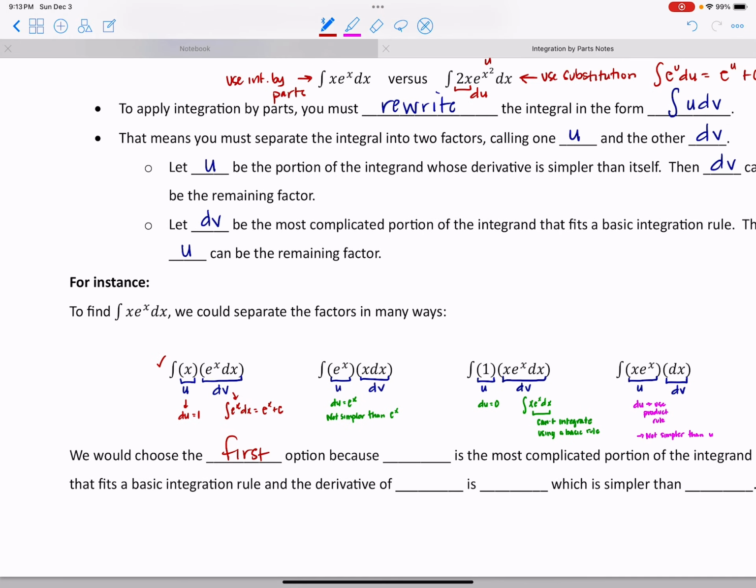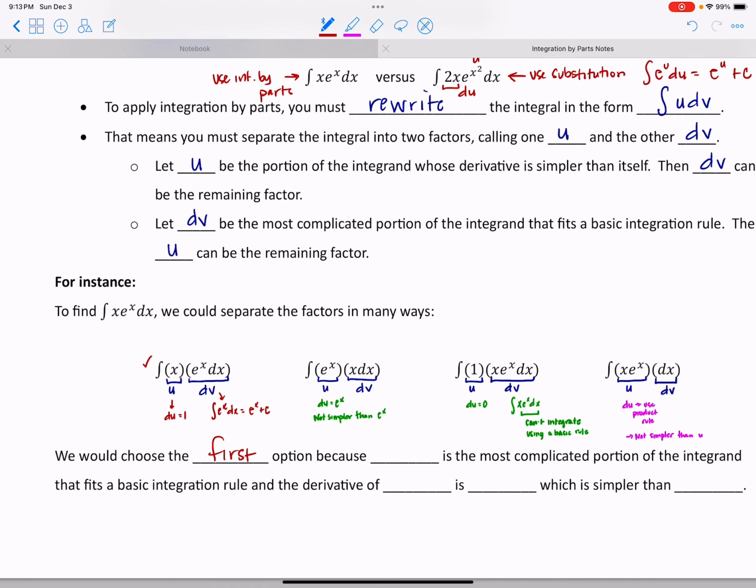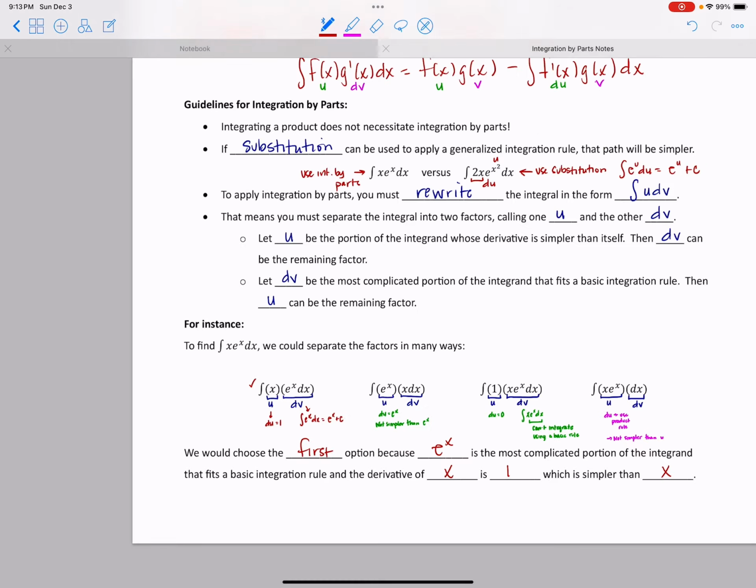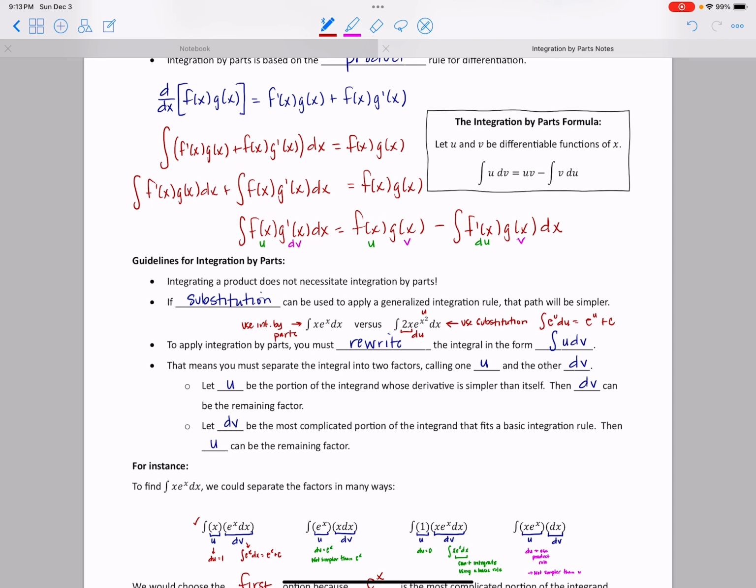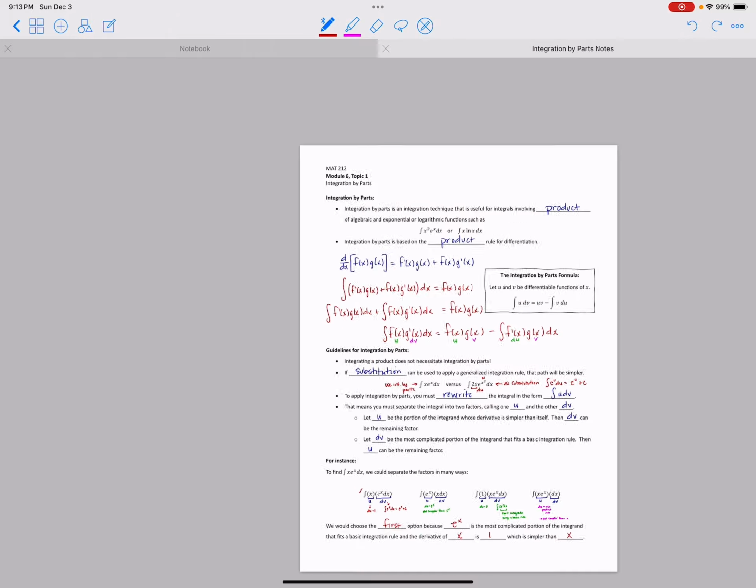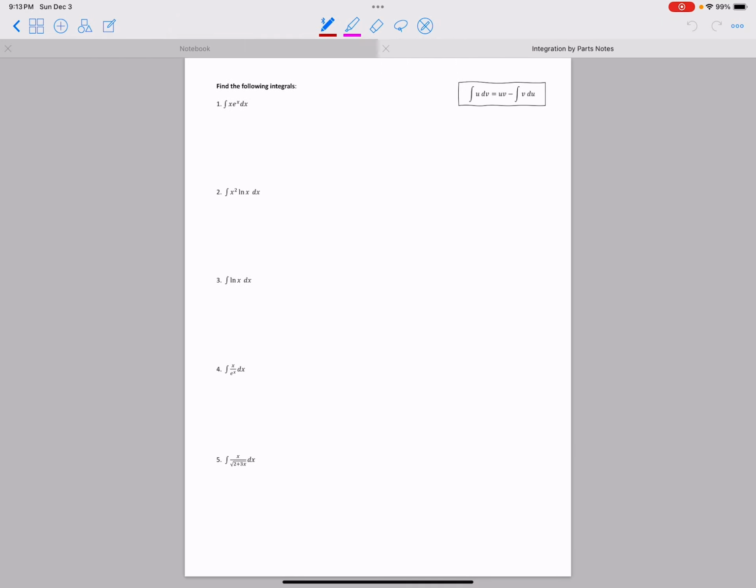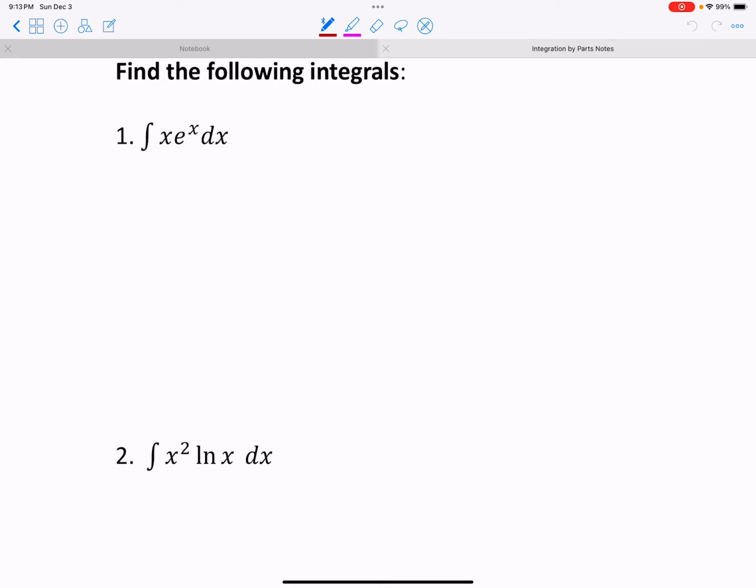because dv, e to the x, is the most complicated portion of the integrand. It fits the basic integration rule, and the derivative of x is just 1, which is simpler than the x that we started with. Okay, so once we've decided based on the guidelines what we should define as u and what we should define as dv, then the process is really just following a formula, although you can see in the formula there's a lot going on there. So after we apply the formula, we're still going to have to integrate. So let's actually try to complete the process.